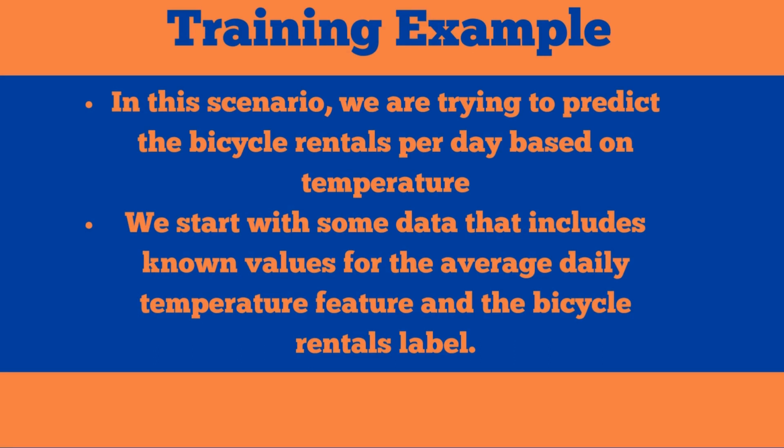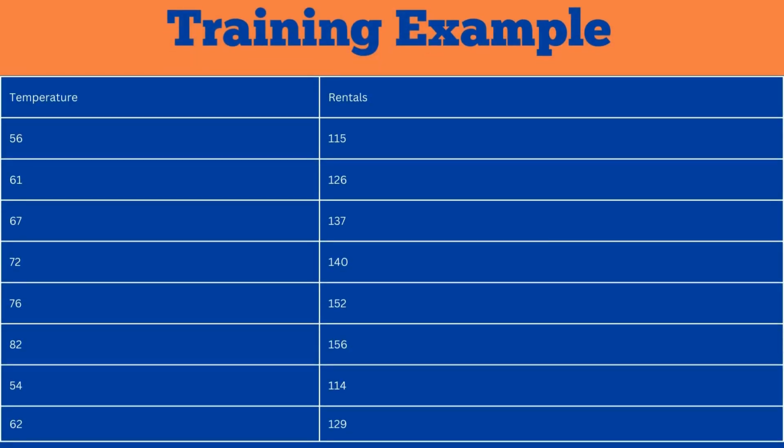So in this scenario from Microsoft Learn, we are basically trying to predict the bicycle rentals per day based on the temperature. To start with, we use some data that includes known values for the average daily temperature feature and the bicycle rentals label. This site displays the dataset I got. I got this dataset from Microsoft Learn too.